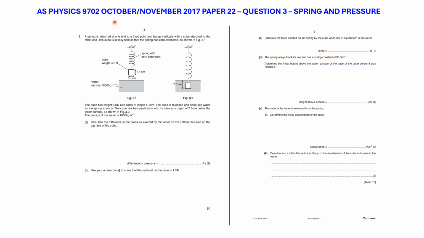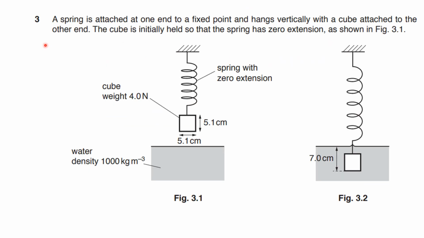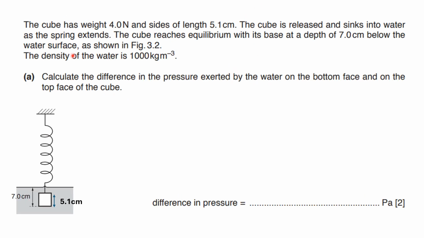This question is from October-November 2017, paper 22, question 3, about a spring and pressure. A spring is attached at one end to a fixed point and hangs vertically with a cube attached to the other end. The cube is initially held so that the spring has zero extension, as shown in this picture. The cube has weight 4 newtons and sides of length 5.1 centimeters.